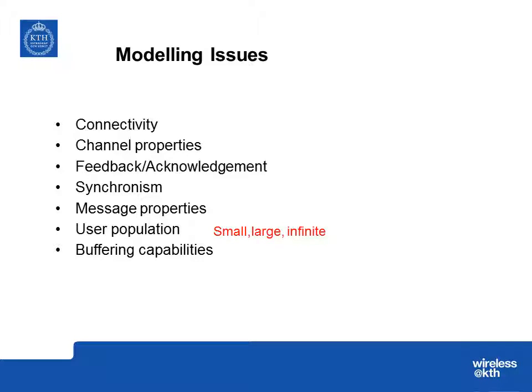User populations could be small, large, or infinite. The systems with large and infinite user populations tend to be simplest to analyze, so that is why we focus initially on them. And the buffering capabilities of the transmitters may vary. We can think of systems with infinite buffers where packets are never lost, or we can think of transmitters with limited buffer size, meaning that messages can actually be lost when they arrive at a transmitter with a full buffer. So packets in that case can be dropped, a so-called lossy message transmission system.